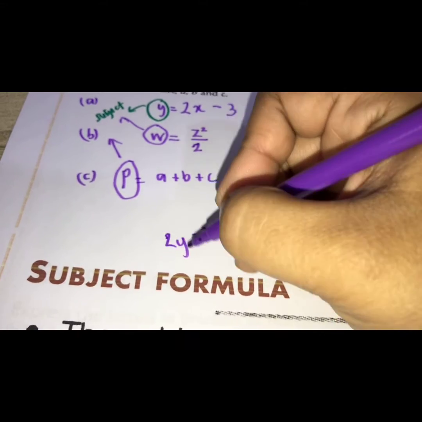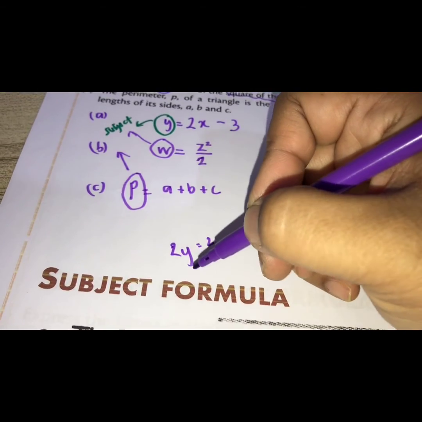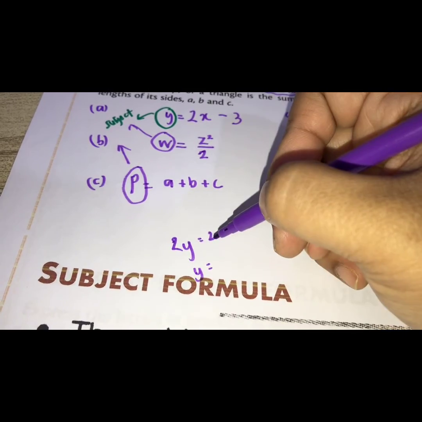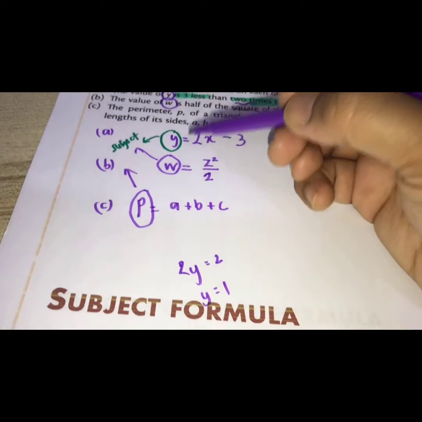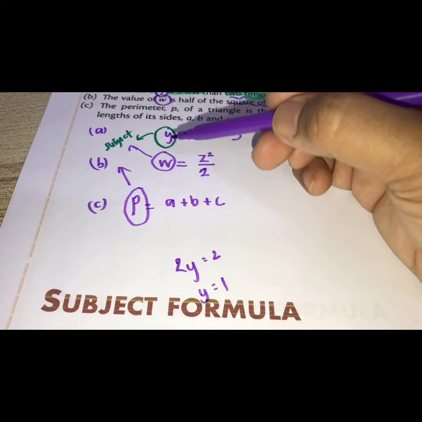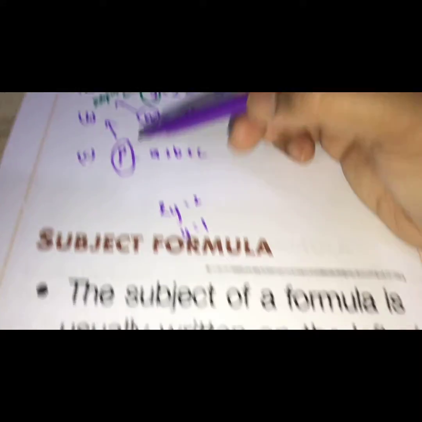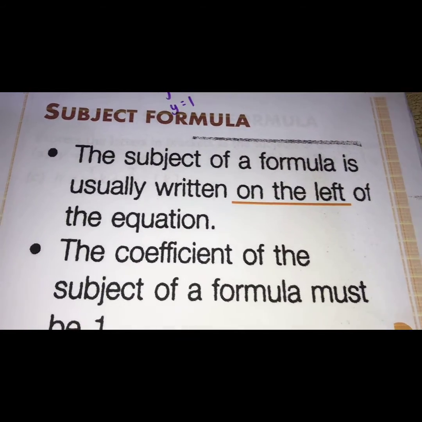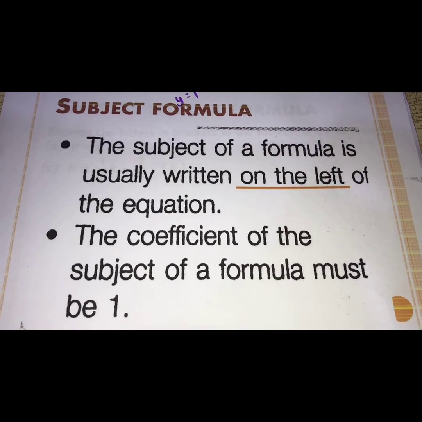This one is not yet finished. The coefficient of y must equal 1 only. So you have to bring over the 2, 2 divide 2 is 1, like that. The coefficient of the subject must be 1, and the subject must be at the left of the equation. Now I give you an example.